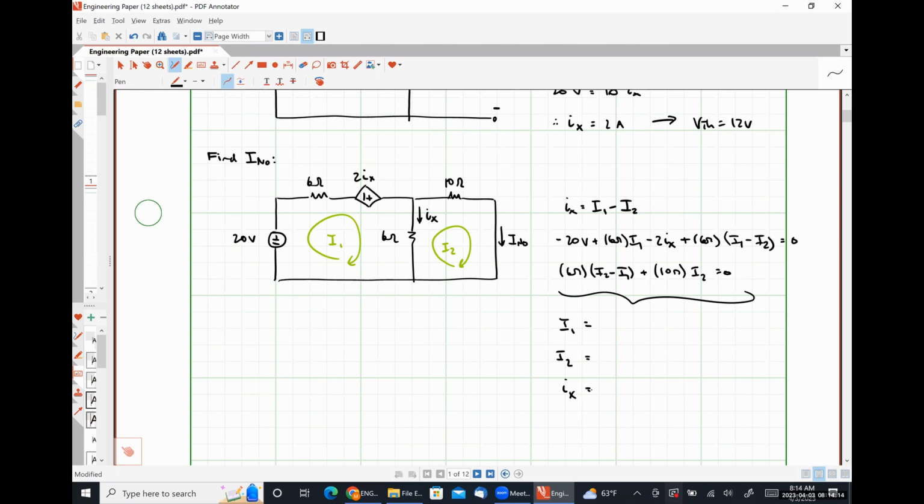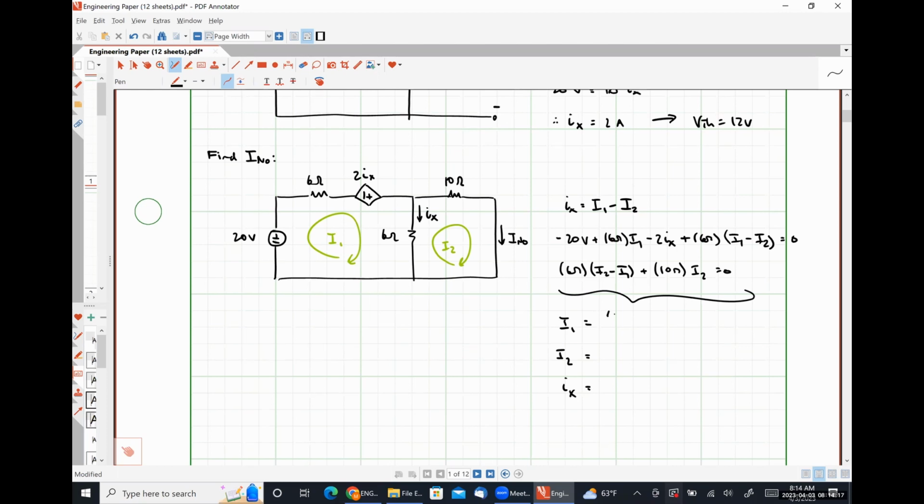Solving, (15/17), and (25/17 amps). By inspection, we can see that I Norton is simply I2, which is 15/17 amps.